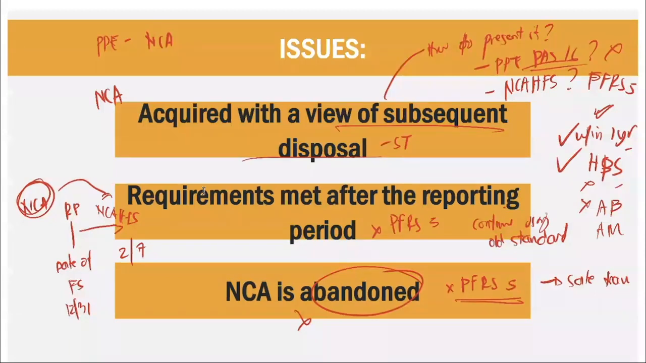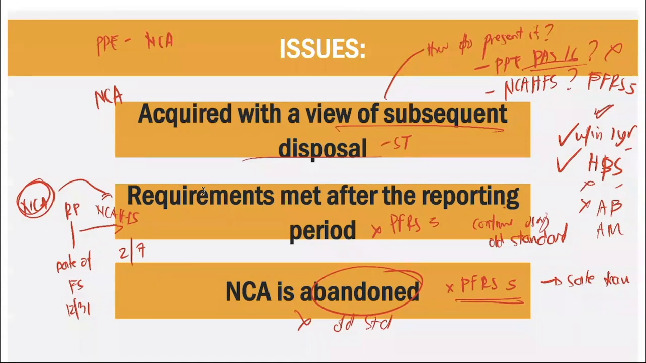How do we treat it? You still use the old standard that applies for that particular asset. Okay, we go back on our rules. So if ever we classify a non-current asset as held for sale, what is our standard? PFRS 5. When can we say it is held for sale? If ever you can recover it through a sale transaction and the sale is immediate and highly probable.